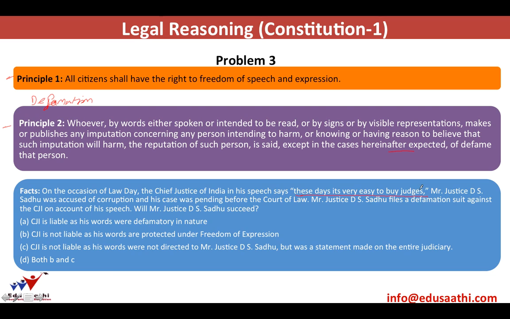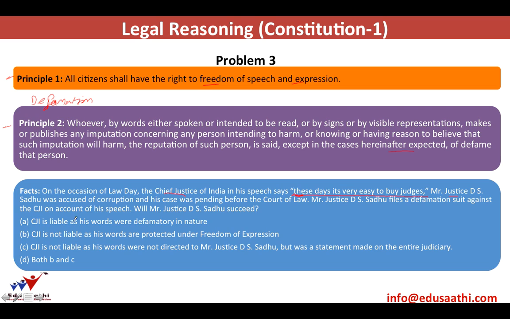So, taking both the principles, the speech given by the CJI says these days it's very easy to buy judges. It in no way implies that he intended to target Justice D.S. Sadhu in relation to his corruption case. So he cannot take the CJI to court by claiming that he has been defamed. The CJI is protected under the right to freedom of speech and expression. He just expressed his view that these days it's very easy to buy judges. He did not mean to defame any person, because the lines given in his speech nowhere target any single person. So let's take the options as to whether he will succeed or not.